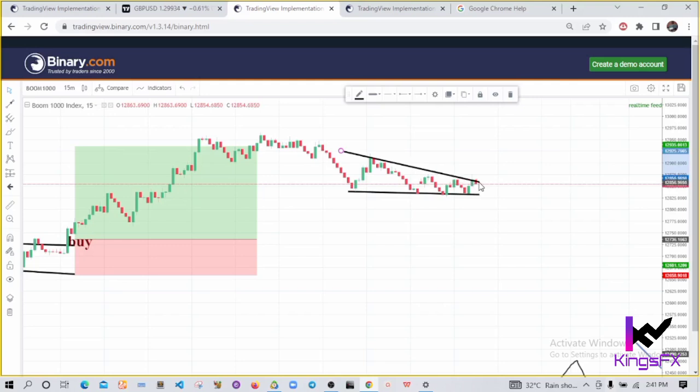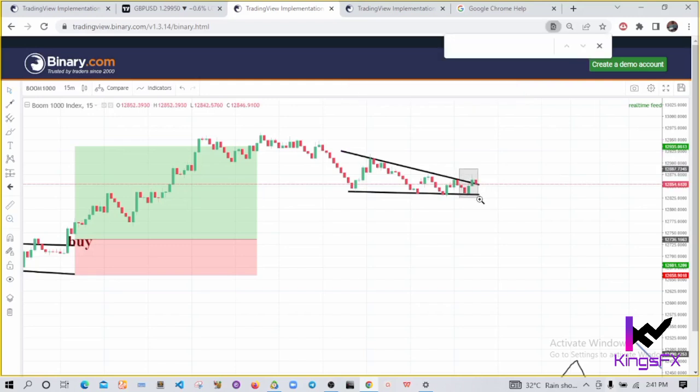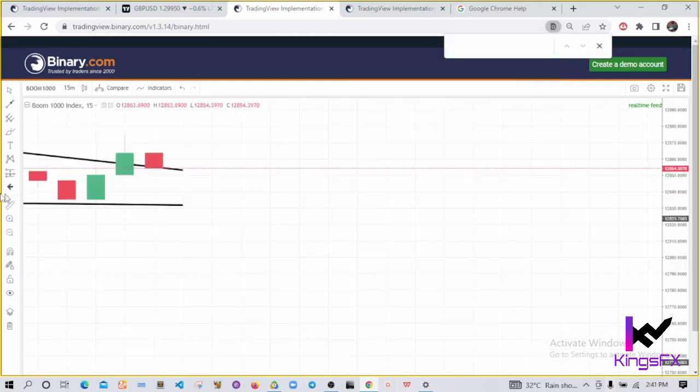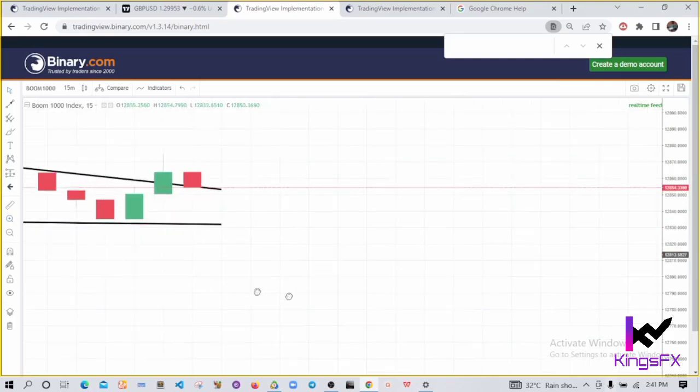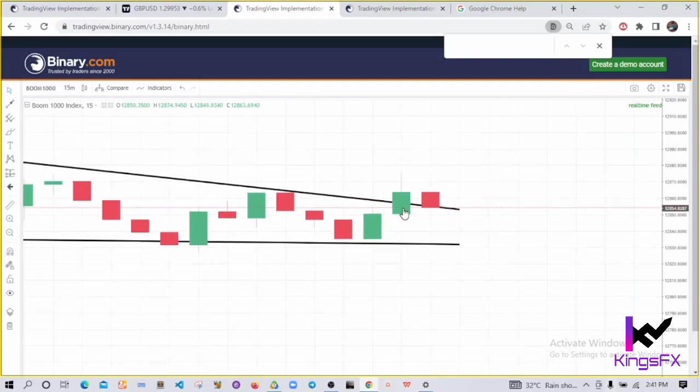Let me try and zoom in. So you can see this green candle actually closes above our line. You can see it here. This green candle here closes above our line, so we are right to enter here. We can enter our trade now. We can enter our buy at this point because it breaks out of this line, so we are buying according to our base pattern.